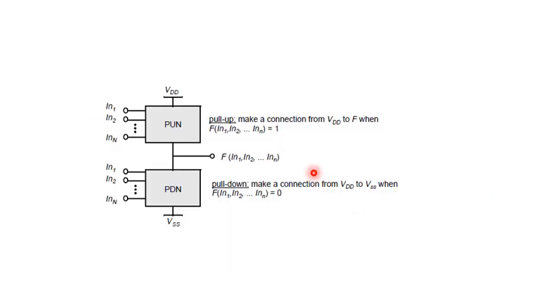Then pull-up and pull-down networks. In the CMOS implementation, above the output we have the pull-up network, and below the output line we have the pull-down network. In the pull-up network, only PMOS is present. In the pull-down network, only NMOS is present. PMOS is always present in the pull-up network and NMOS is always present in the pull-down network.